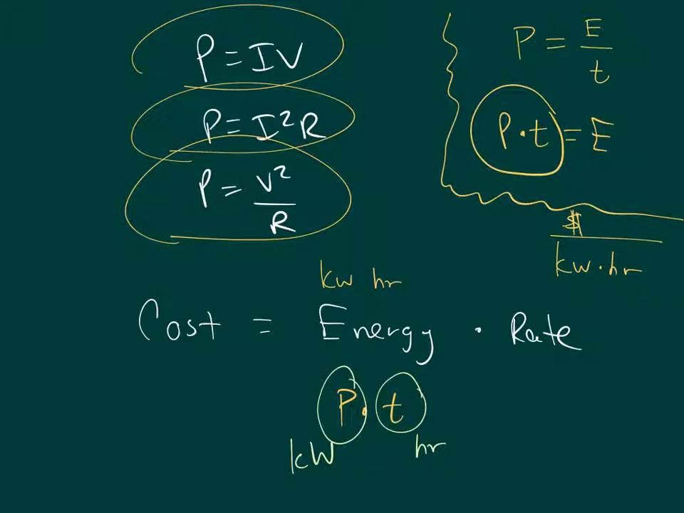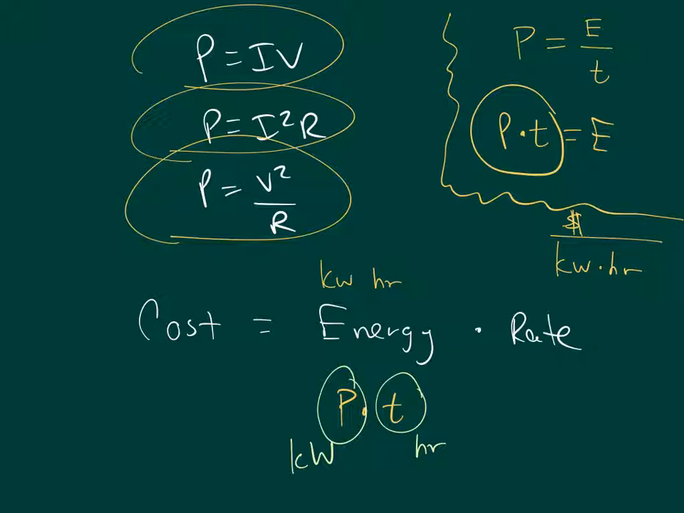The power you're using times the time you use it for, times the rate at which you're getting it. This is usually given in dollars per kilowatt hour. Okay, that comes right off of your energy bill. It's at the bottom usually. It says like 20 cents per kilowatt hour, whatever the rate you're paying.